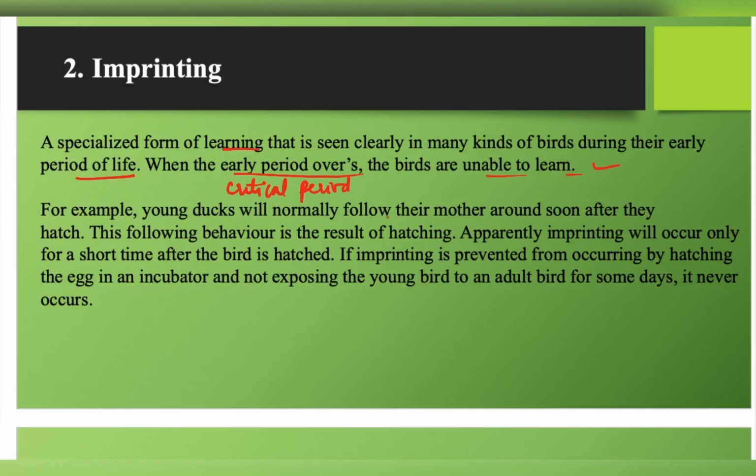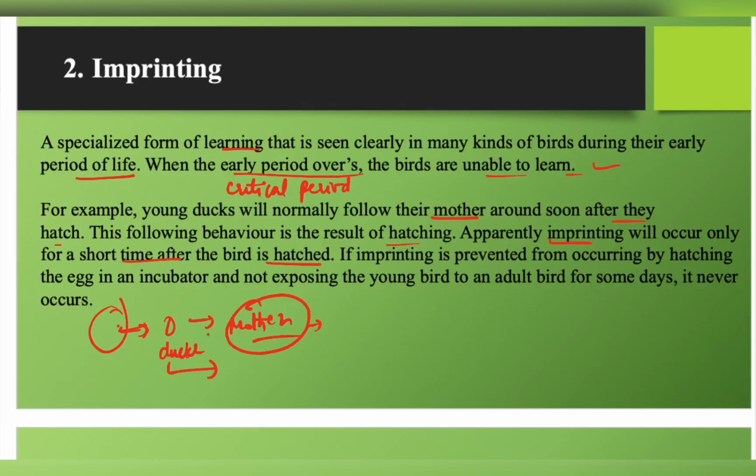A young duck will normally follow its mother around soon after it hatches. For example, you have the duck egg. When the duck hatches, the duckling starts following the mother as soon as it hatches from the egg. So the behavior is a result of hatching, and apparently imprinting, which we are talking about, will occur only for a short time after the bird is hatched. What basically happens is, when the duckling hatches from the egg, it sees its mother, so it starts following the mother, right? But if you replace the mother with any other object, the duckling will start following that object.